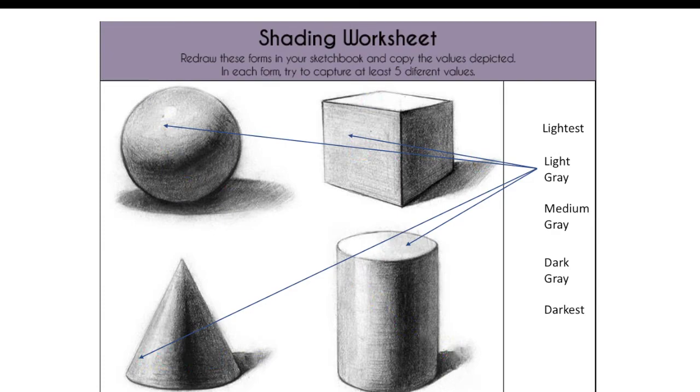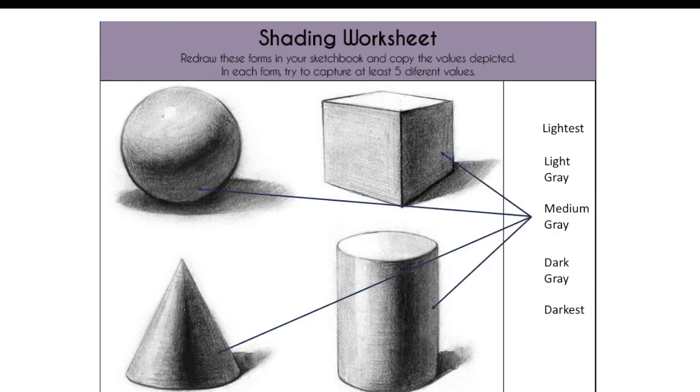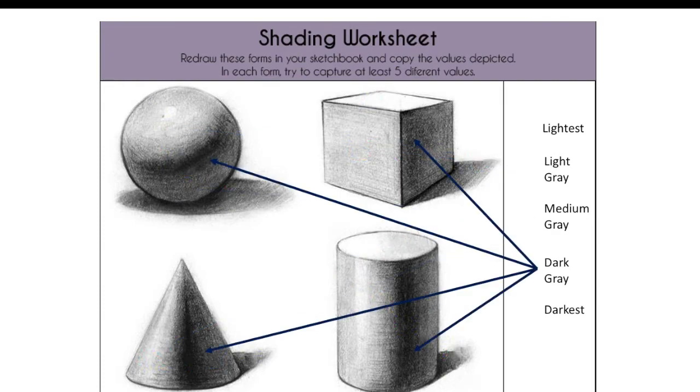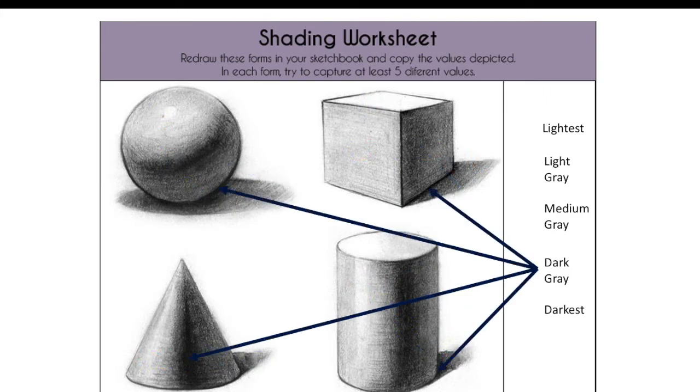Then you can try and find where the medium grays are, and they might be in more than one spot. And next, the dark gray, and then the darkest point, which some of them might be black, some of them might just be super, super dark gray. But if you can find 5 different steps, that's all you really need to do.